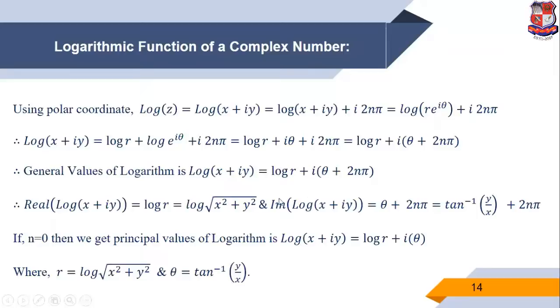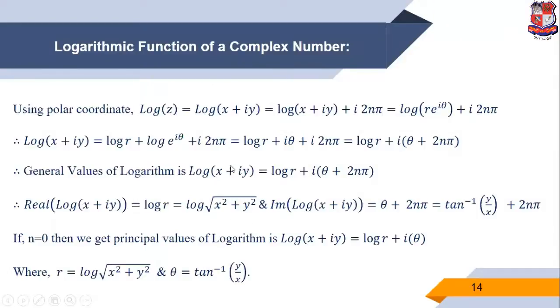So the question is: find the real part and imaginary part of the log of some complex number. The real part of log(x + iy) is log r. This is the real part, and log r is nothing but log of the square root of x square plus y square.